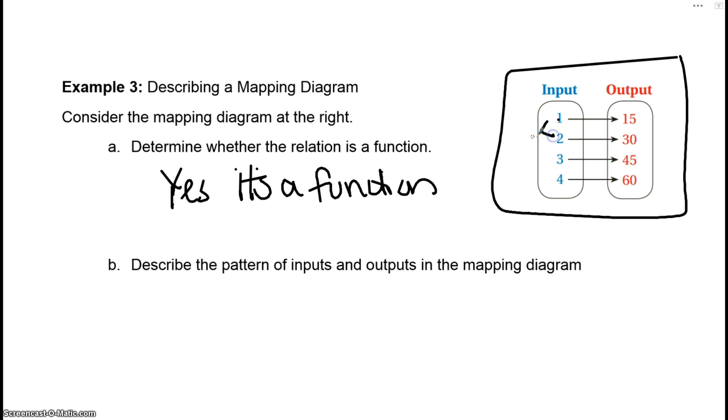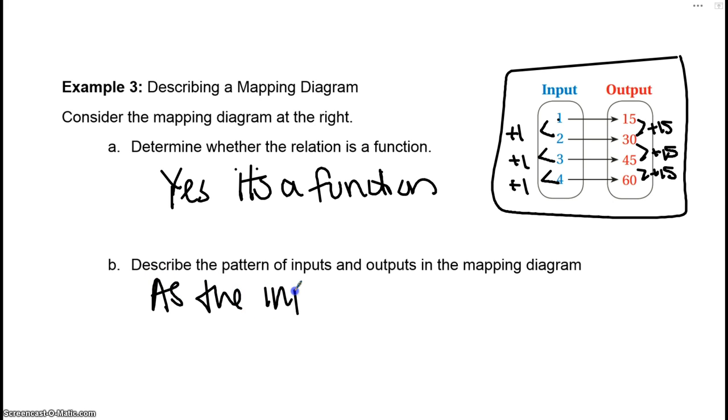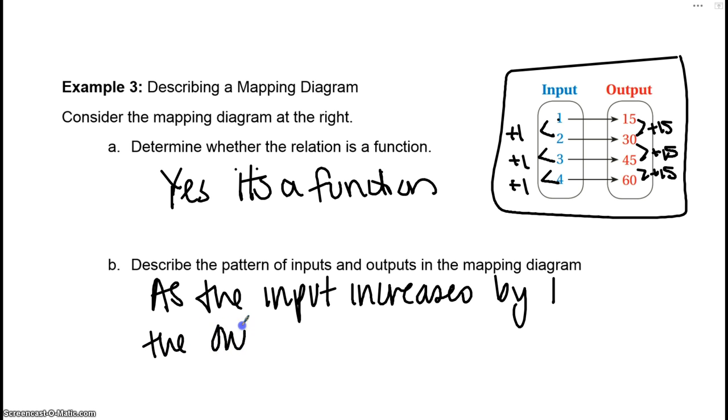I'm going to make these carets and say from 1 to 2, I'm adding 1. From 2 to 3, I'm adding 1. And 3 to 4, I'm adding 1. But over here, the outputs are increasing by 15. So from 15 to 30 is 15. 30 to 45, I add 15. And 45 to 60, I'm adding 15. So if I was describing the pattern of inputs and outputs, I would say as the input increases by 1, the output increases by 15.